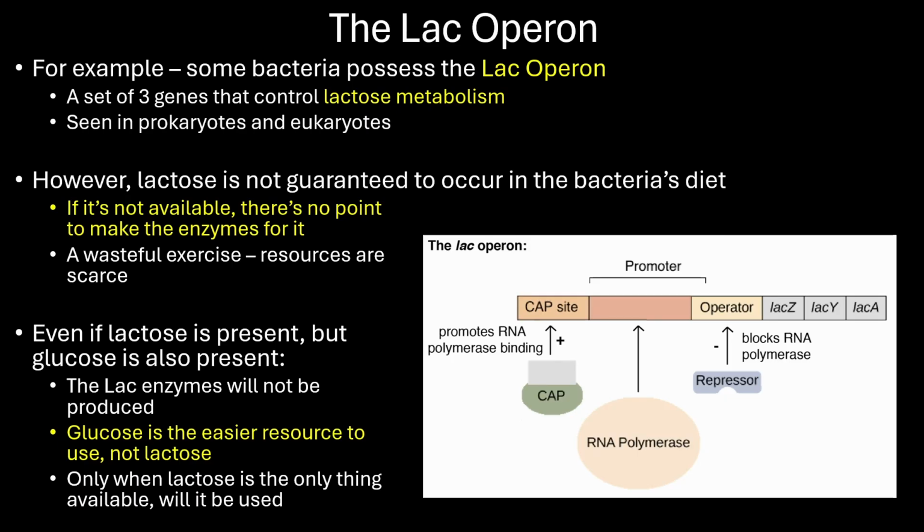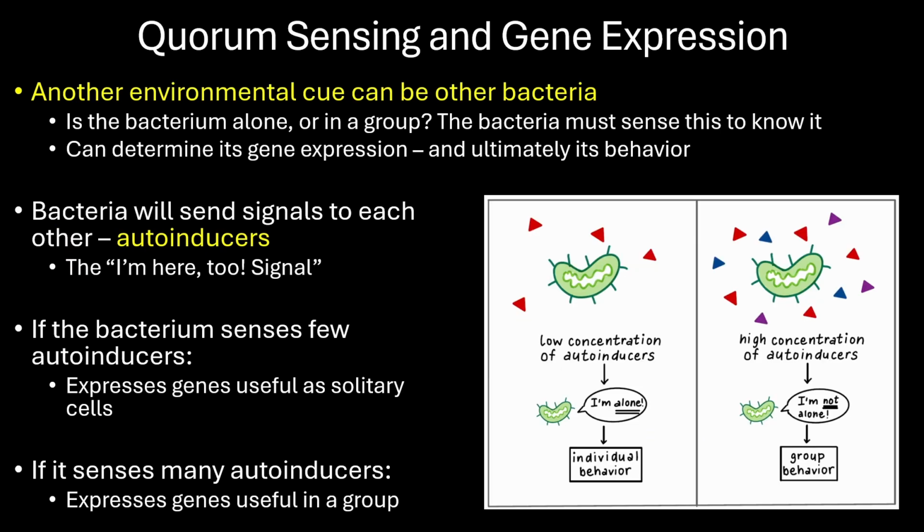And so bacteria with a lac operon often have to choose when they use the lac operon, when they express those different enzymes. And they choose only to express those enzymes when lactose is present, but other more accessible resources are not present. Another really good example of environmental cues are signals sent by other bacteria.